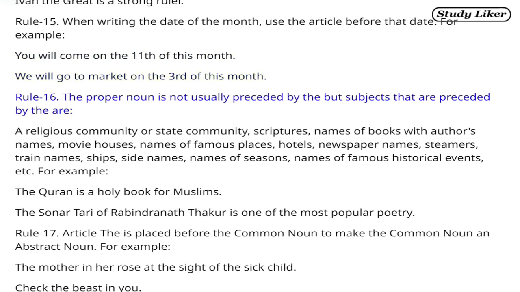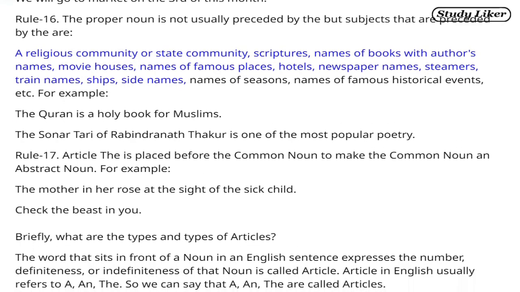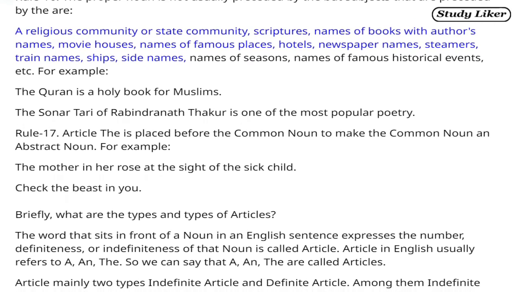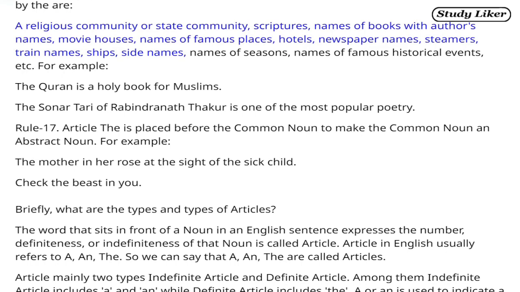Rule 16. The proper noun is not usually preceded by the, but subjects that are preceded by the are: a religious community or state community, scriptures, names of books with authors' names, movie houses, names of famous places, hotels, newspaper names, steamers, train names, ships, names of seasons, names of famous historical events, etc. For example, the Quran is a holy book for Muslims. The Sonar Tari of Rabindranath Thakur is one of the most popular poetry.